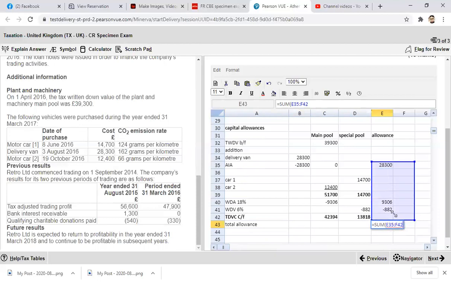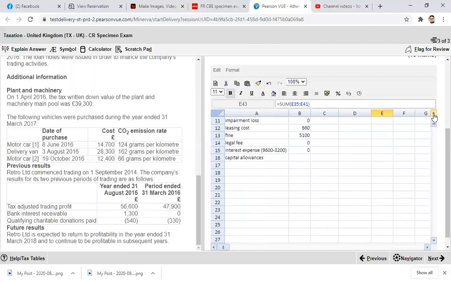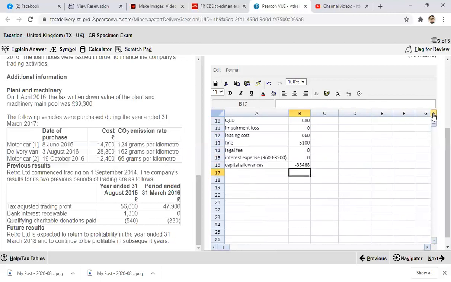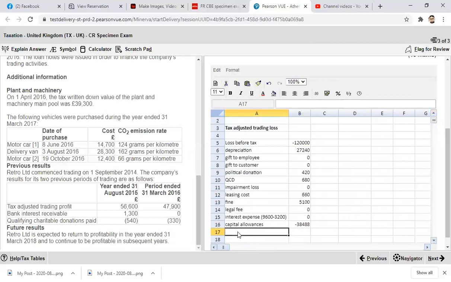First is AIA and WDV, but here is a problem. The problem is that this is in minus, so we have to change this to make it plus, equal to sum. So this is the value of capital allowances. Now we have to put this capital allowance here, but in minus. So it is equal to minus, and select this. So here is the value minus capital loss. Now this is the tax adjusted trading loss figure. So tax adjusted loss.